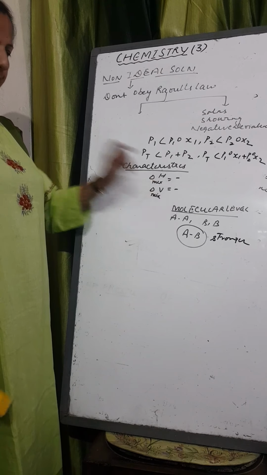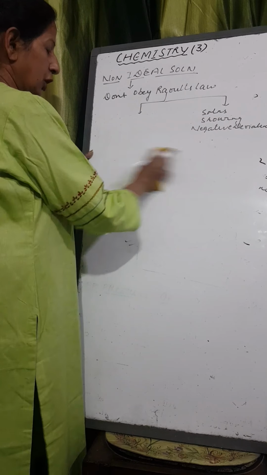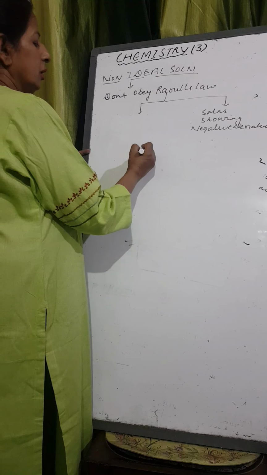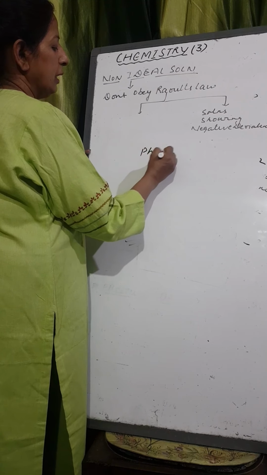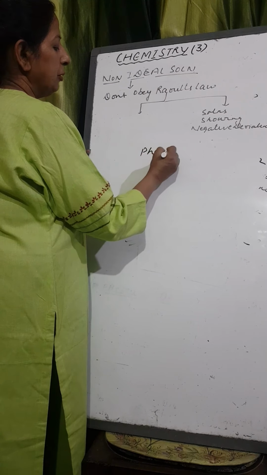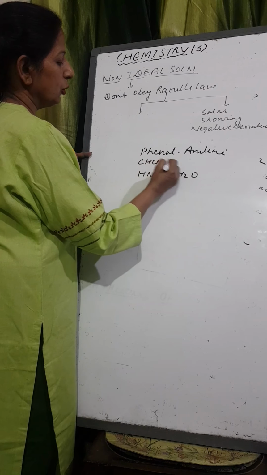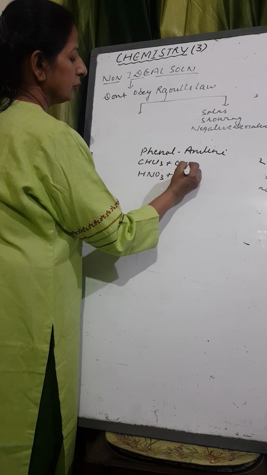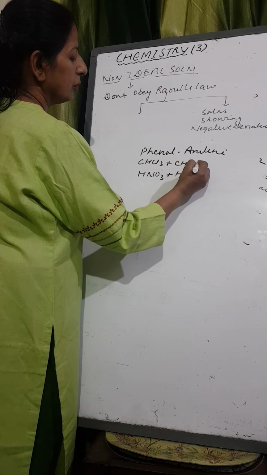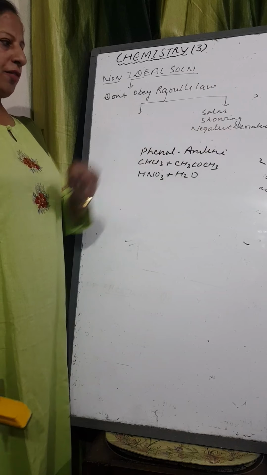Let's see some examples of such solutions. Phenol and aniline, nitric acid and water, then chloroform and acetone. They are examples of solutions showing negative deviation.